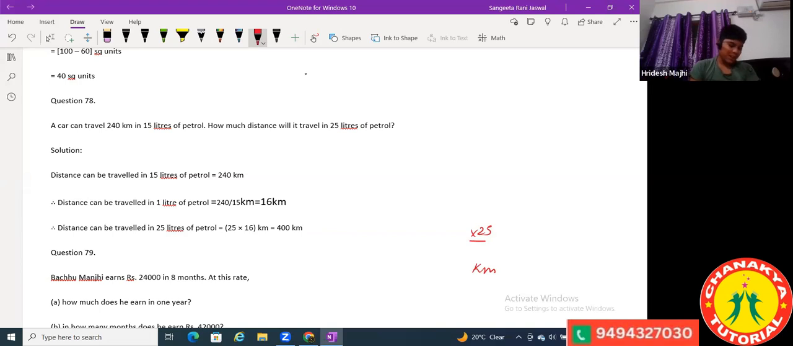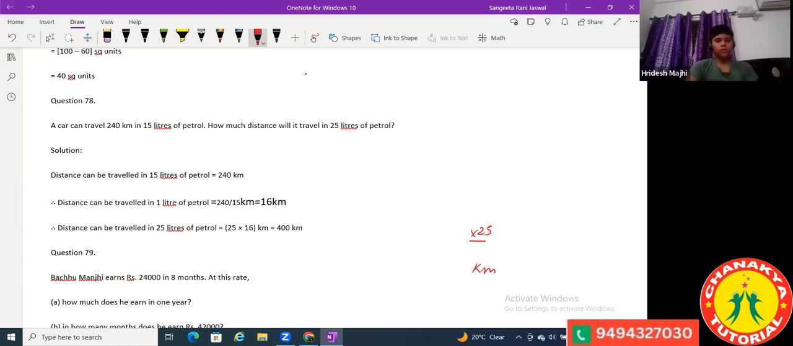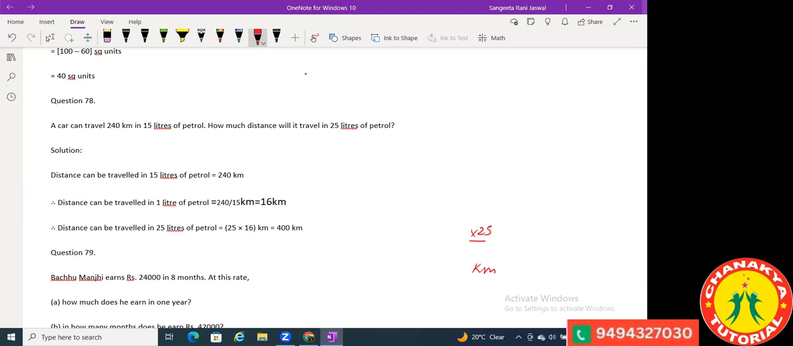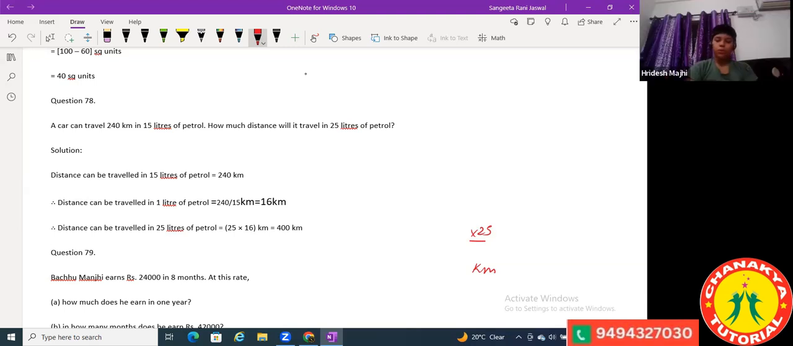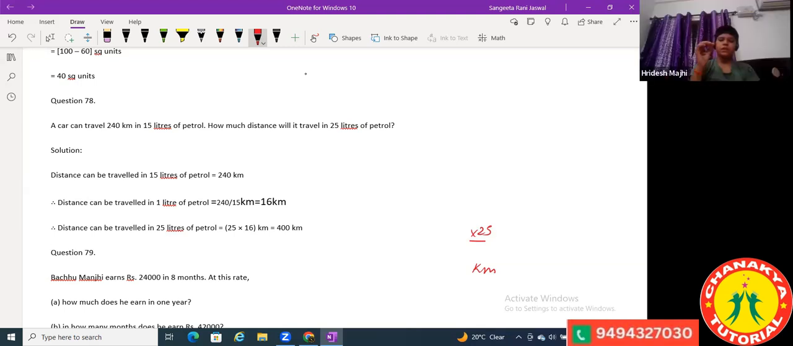Teacher, will 3 divide 240? Try and see. What is the divisibility rule for 3? Teacher, the divisibility rule of 3 is you have to sum all the digits. Yes. So do the sum of all the digits. 2 4 0, that is 6.